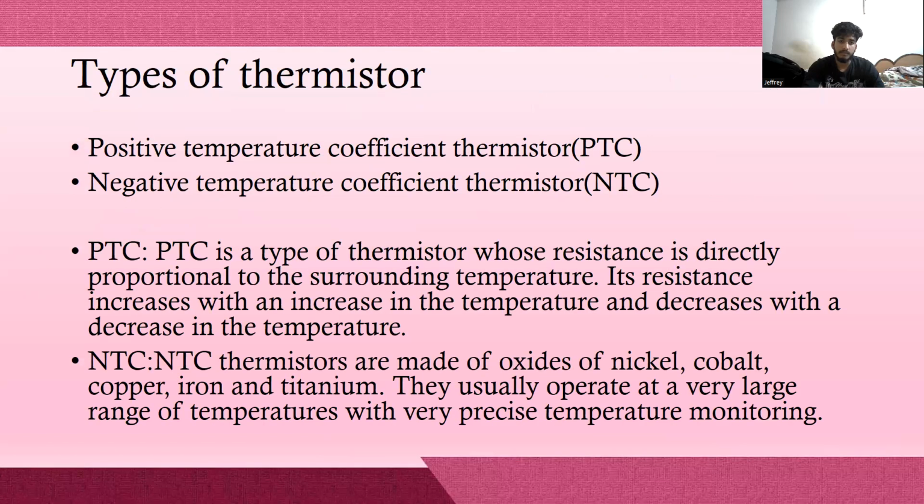Types of thermistor. Positive temperature coefficient thermistor, PTC. Negative temperature coefficient thermistor, NTC. PTC is a type of thermistor whose resistance is directly proportional to the surrounding temperature. Its resistance increases with an increase in the temperature and decreases with decrease in the temperature.